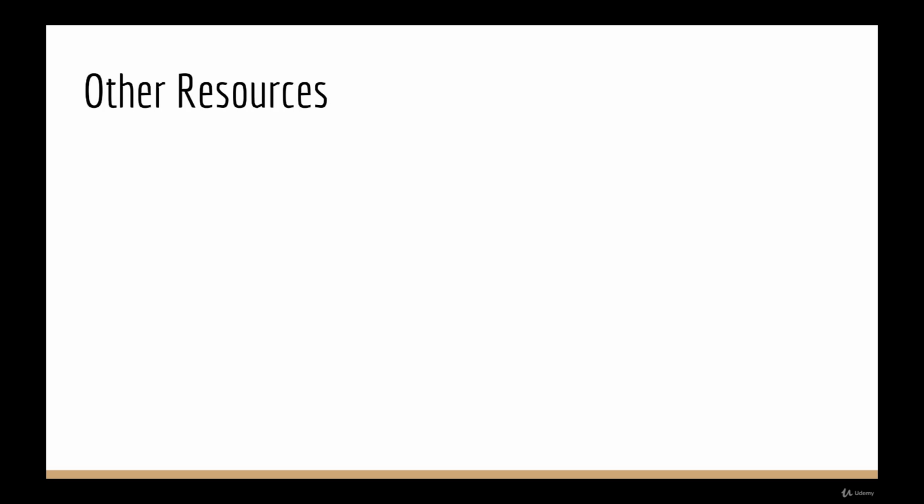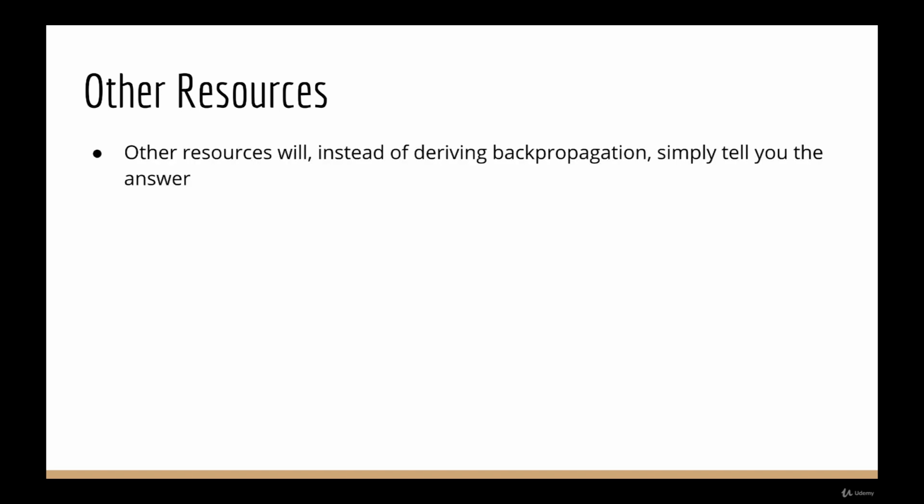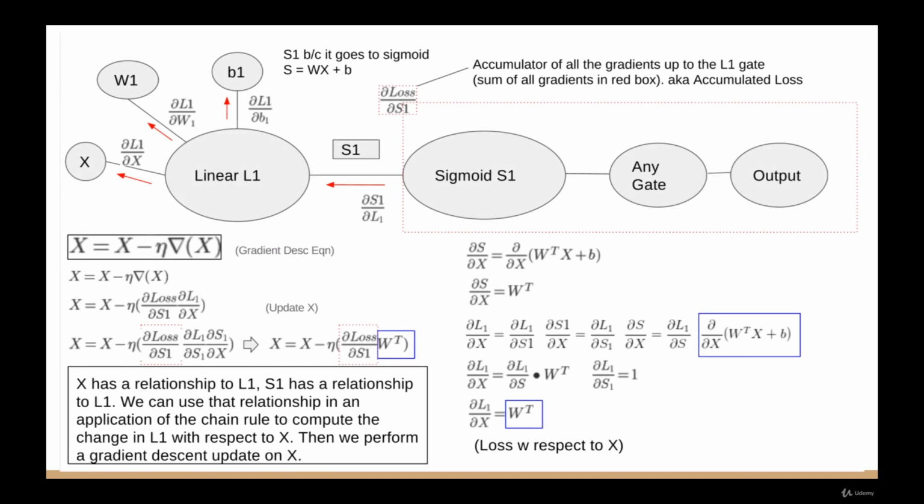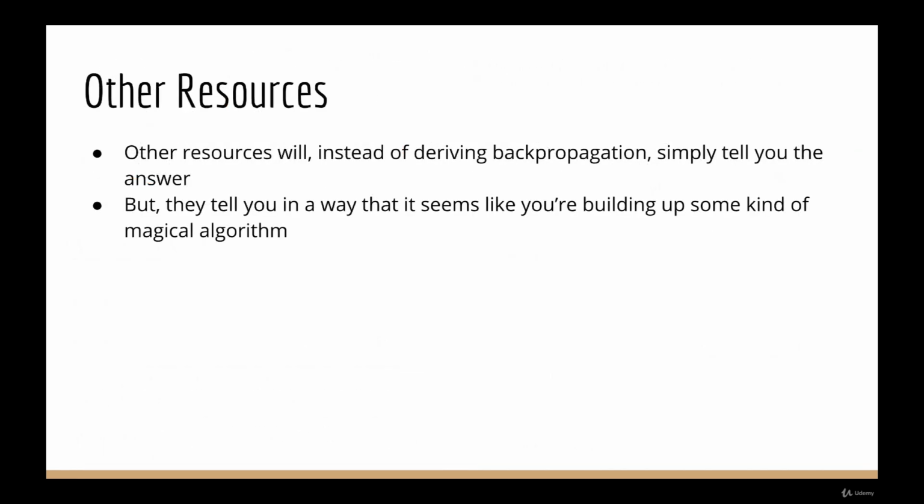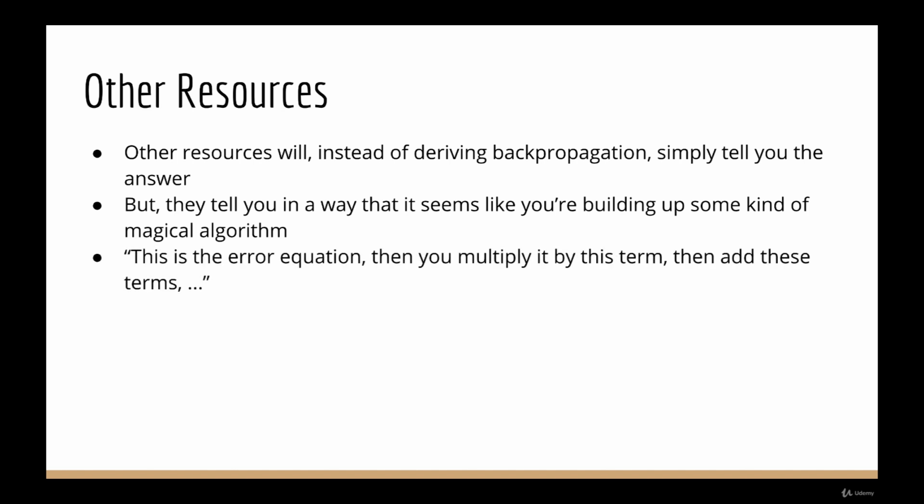Now, what a lot of other resources do is instead of deriving backpropagation, they simply tell you the answer. They say, this is the equation for the error, then you multiply the error by this term, then you add up these terms, and so on. In my opinion, this is very bad, because when it's presented this way, it appears that backpropagation is some magical algorithm that was invented out of thin air.